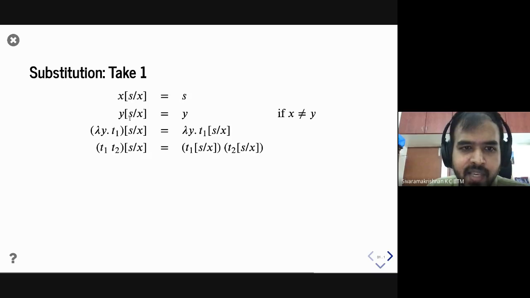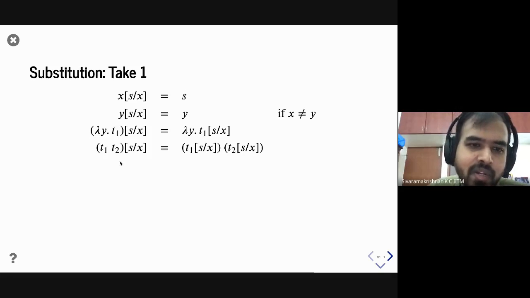If you are replacing X with S in Y, where X and Y are not equal, then the substitution does not do anything. It doesn't change the variable, so you just leave it as such. So these two are easy.